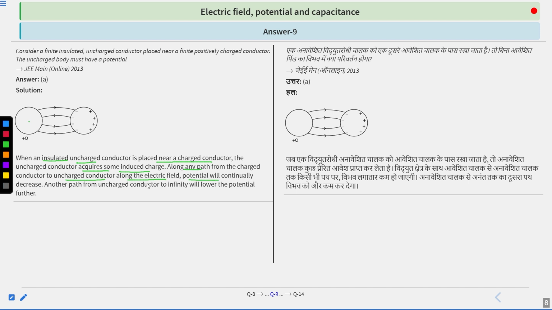potential will continually decrease. In that case, another path from the uncharged conductor to infinity will lower the potential further. Clear? So at infinity potential is 0. So based on this statement, the correct option is option A. Clear? Option A is correct.